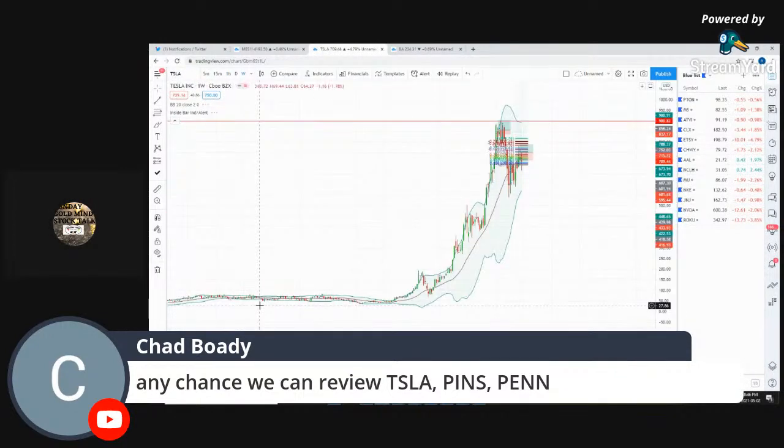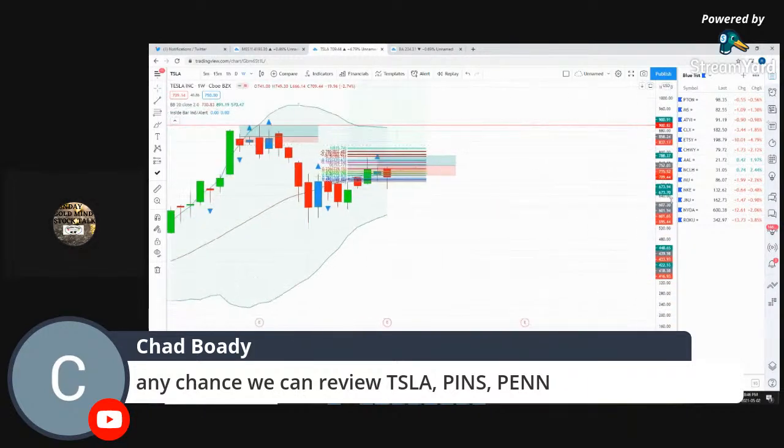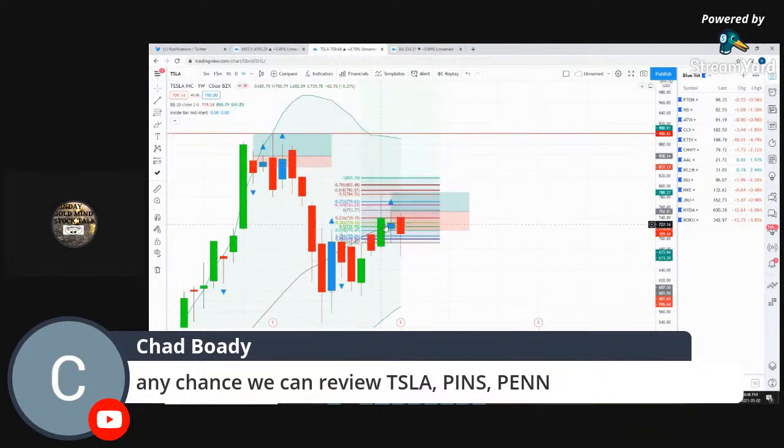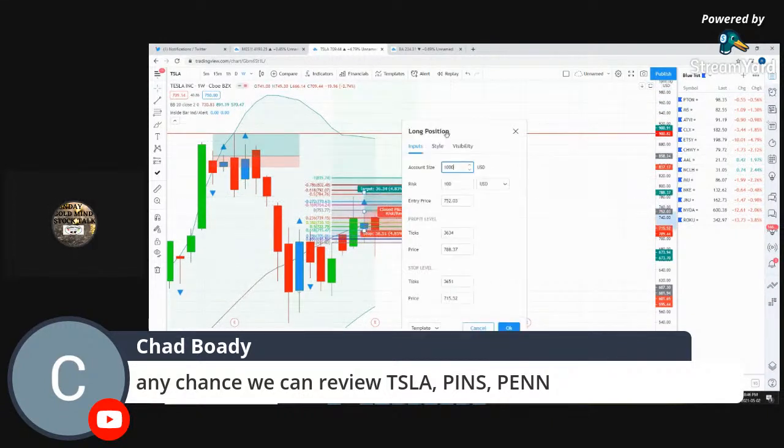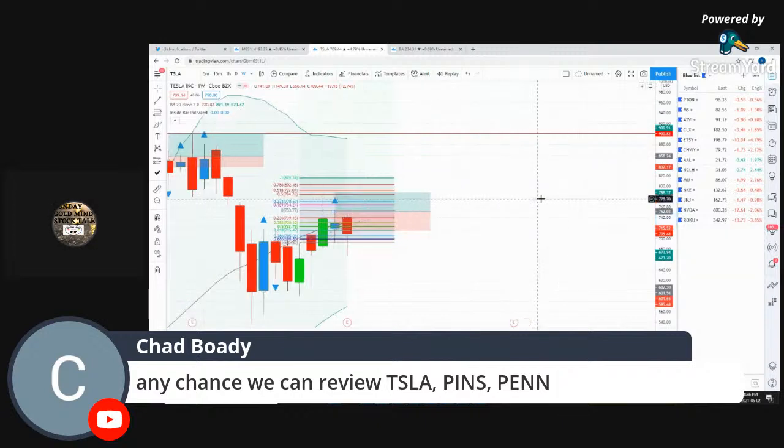So with Tesla, we had this inside bar, okay? And my trigger to enter Tesla is here. This is actually one of my private trades. I'm going to share it with you guys. My order was 752.03, stop 715.52. So let me teach you guys something.